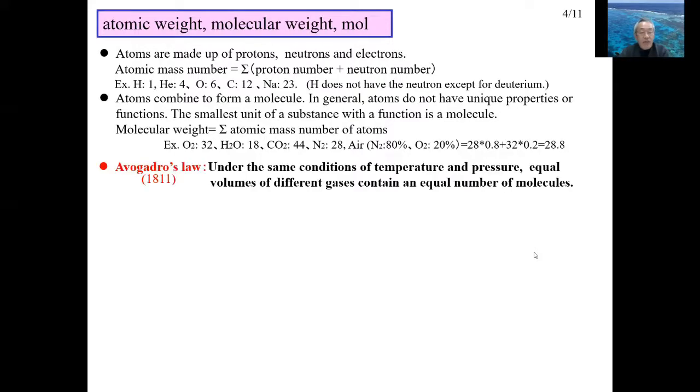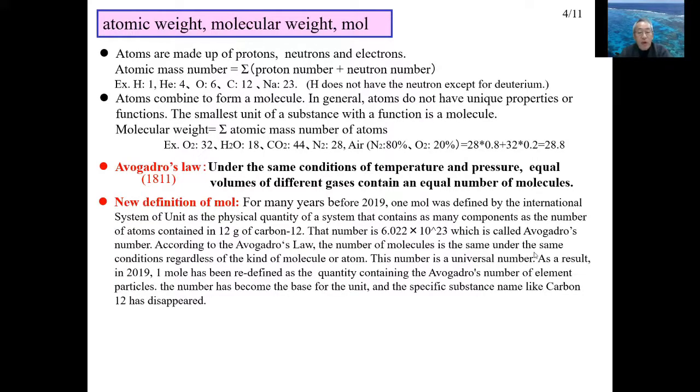Avogadro's law came out in 1811. Avogadro's law states that under the same condition of temperature and pressure, equal volumes of different gases contain an equal number of molecules.